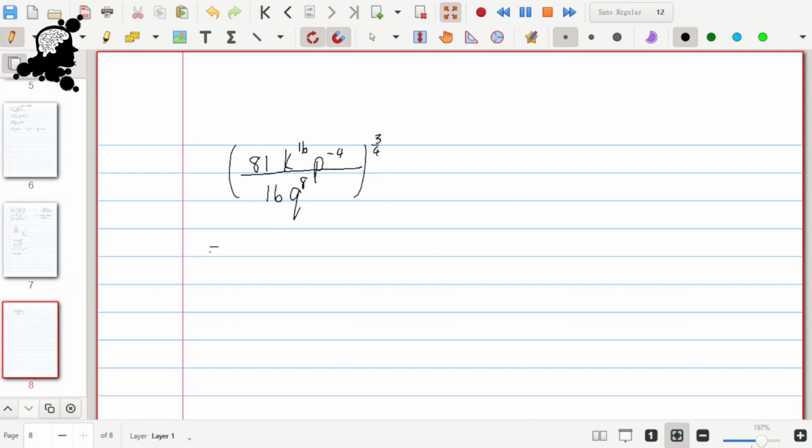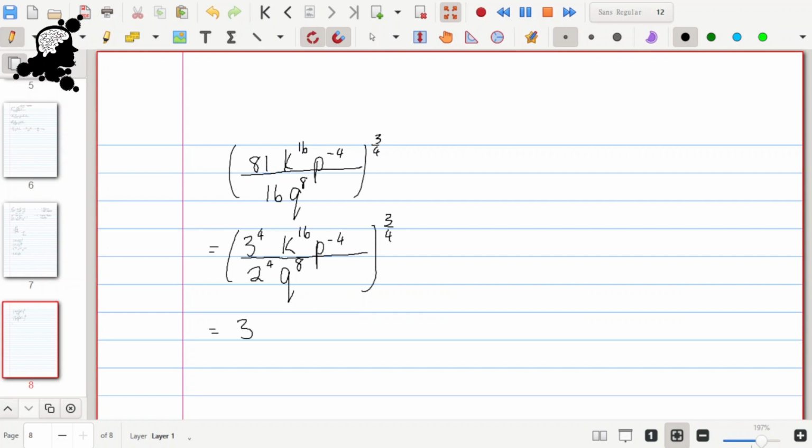The first thing we need to do is write all of our bases as prime numbers. 81 is 3 to the power 4. This is just k to the power 16, p to the power minus 4, divided by 16, which as a prime number is 2 to the power 4, q to the power 8, all raised to the power 3 over 4. The next step is to multiply the exponent outside of the bracket with the exponent inside of the bracket, even with the ones at the denominator.